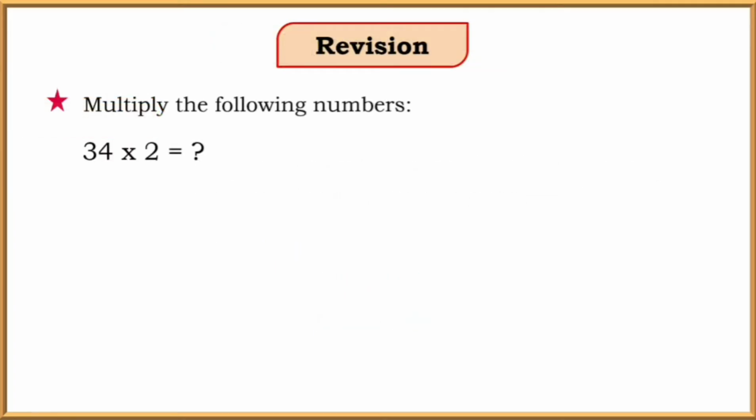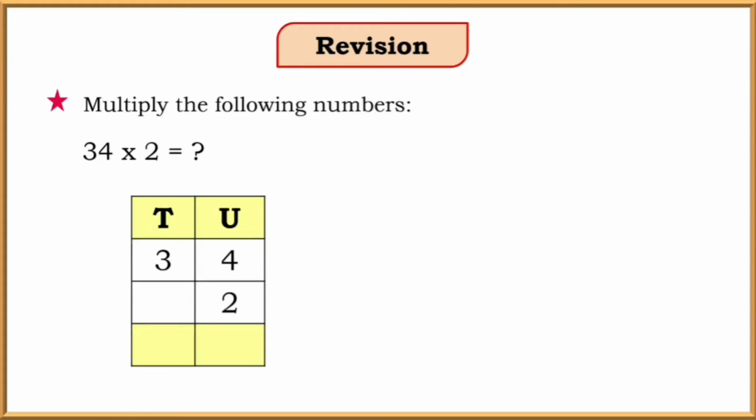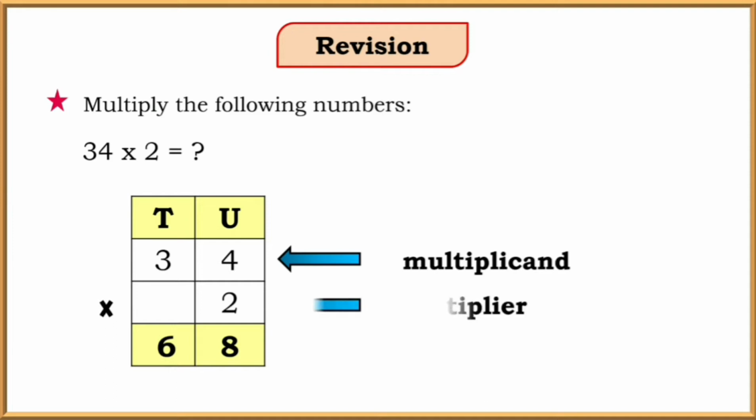Now multiply the following numbers. 34 by 2. So let us multiply 34 multiplied by 2 is equal to 68. So children, here 34 is the multiplicand, 2 is the multiplier and 68 is the product.